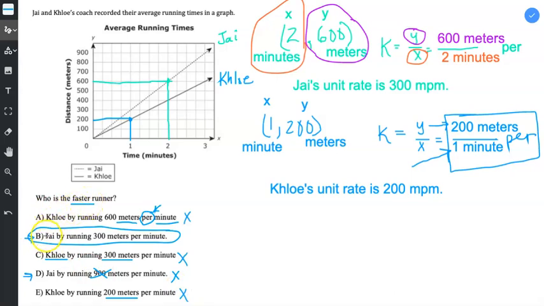Who is the faster runner? Jai by running 300 meters per minute. And the information that you learned this year about unit rate allowed you to choose a point from the graph, find the unit rate for each, make a comparison, and answer the question.